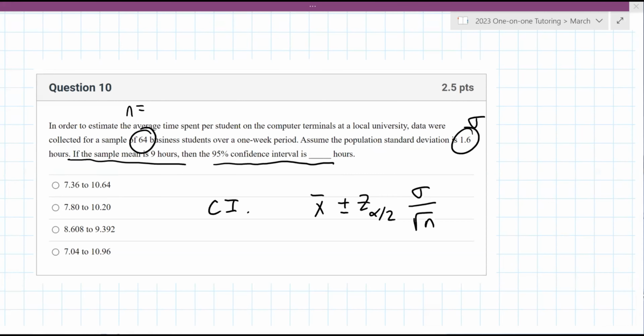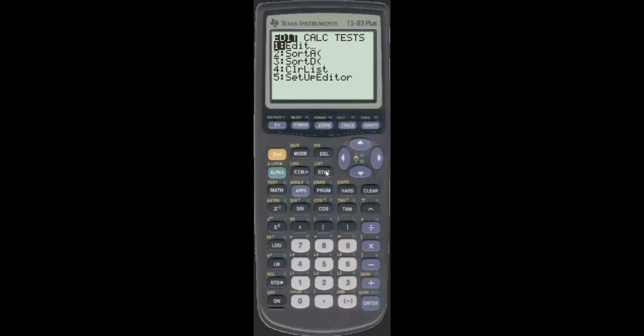All right. So we're going to stat test. Let me see if this will do it. Yes, it will. So z interval here. Notice it says data and stats. Data is if you put your data into a list. We're going to go stats here. So notice it asks you for stuff that we already have. It's 1.6. Your X bar is 9, and your sample size is 64. It wants a 95% confidence interval, so that's the 0.95, and then you just calculate.